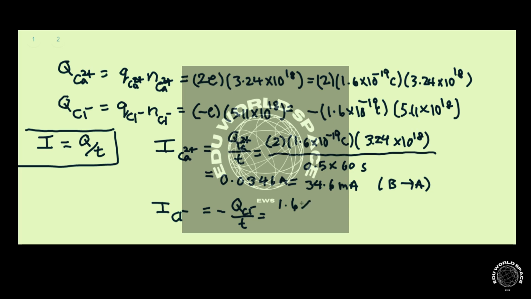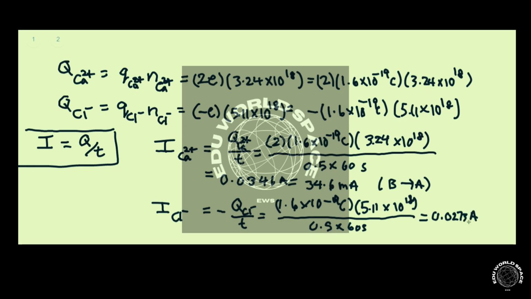And my product is now just positive. So I have 1.6 times 10^-19 coulombs times 5.11 times 10^18 divided by my half a minute converted to seconds. And this gives me 0.0273 amperes, which is 27.3 milliamperes.